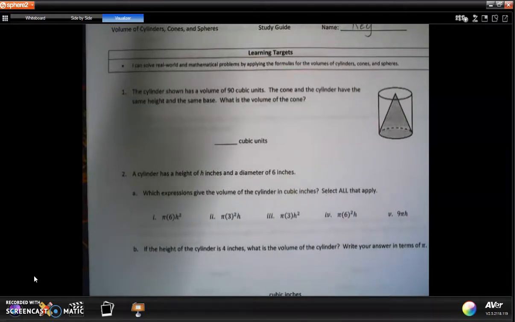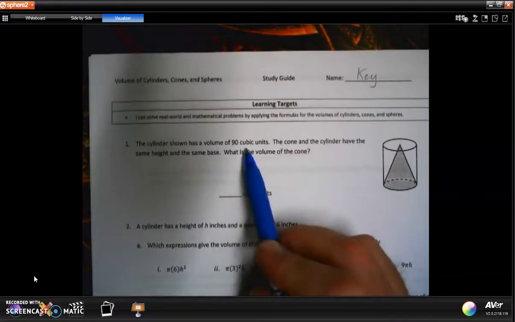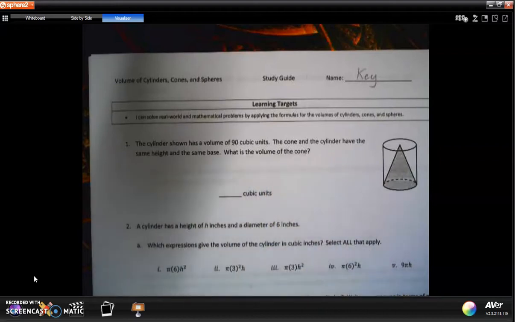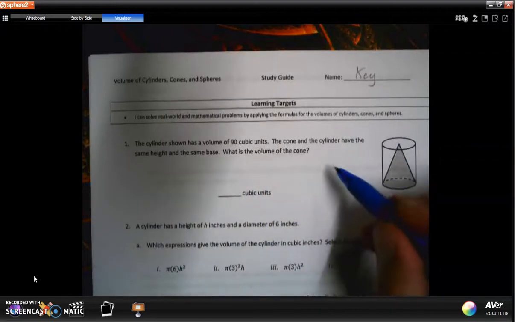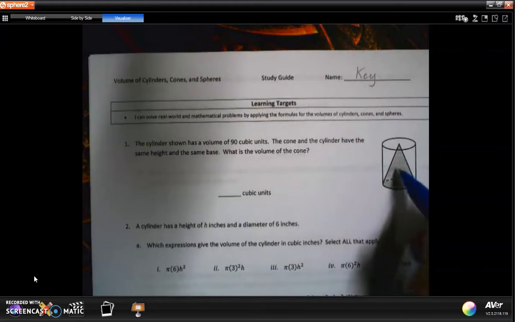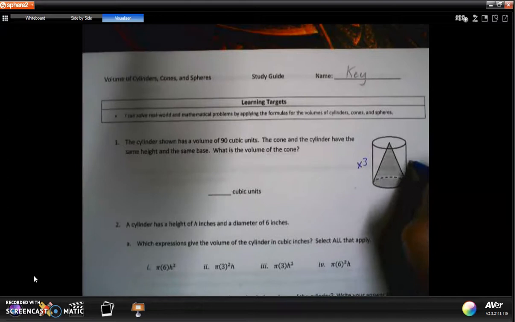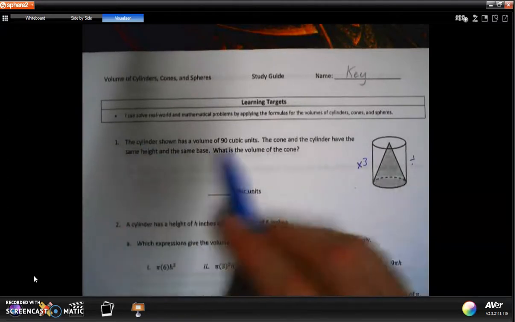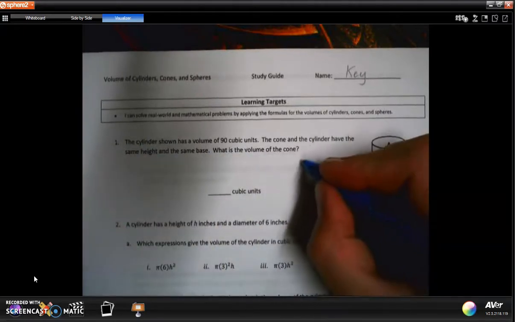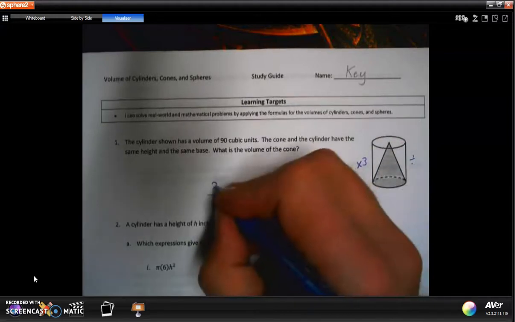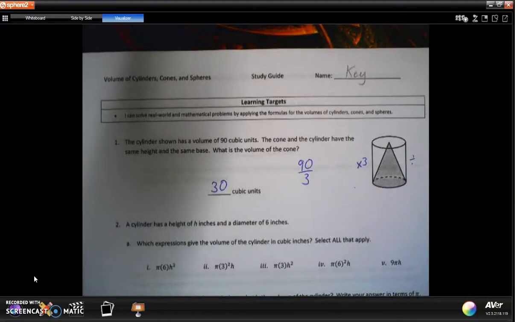All right, so number 1, the cylinder shown has a volume of 90 cubic units. The cone and the cylinder have the same height and the same base. What is the volume of the cone? Well, from my videos, I know that 3 cones equals 1 cylinder. So it's a cone times 3, or it's a cylinder divided by 3. So it says the cylinder has 90. So I take the 90 and divide it by 3, which is 30 cubic units for the cone.